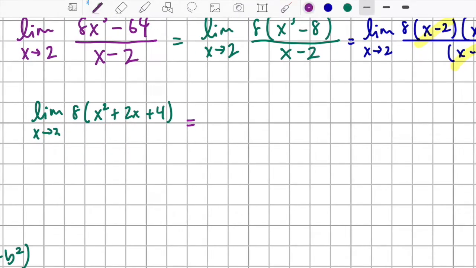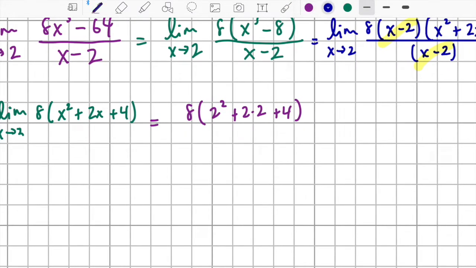You're going to plug it in wherever you see an x. Okay? So now we have 8 times (2 squared plus 2 times 2 plus 4). Notice that the limit sign is no longer there. You don't need it anymore once you plug in. So if we use a calculator or not, you don't have to.